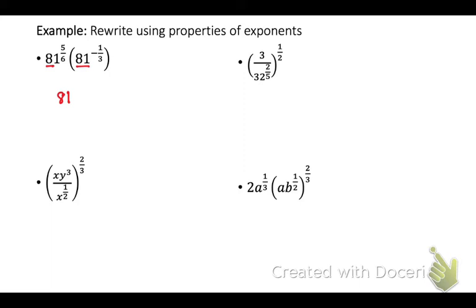Okay, so what's my common denominator between 6 and 3? 6. So negative 1/3 is going to become negative 2/6. Okay, so then I have 5 minus 2 is 3/6, or 81 to the 1/2, which is plus or minus 9. So anytime I have an even root, how many answers are there? 2. Anytime I have an odd root, how many answers are there? 1.